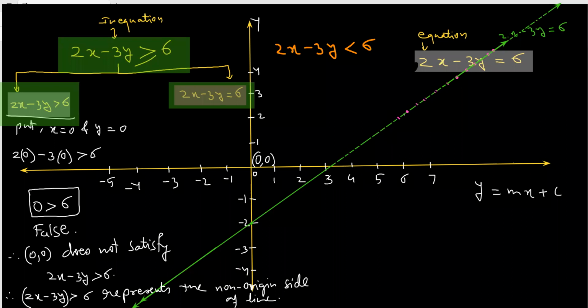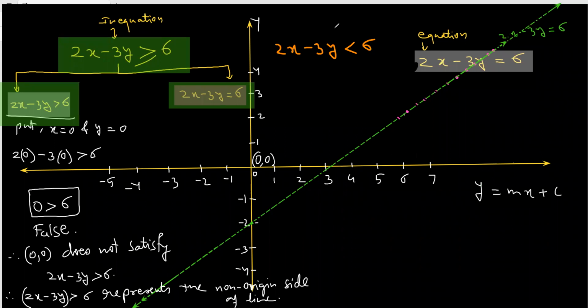Because we don't have to take the points on the line. We just have to take the half region. So for this dotted line, you make dots. You are making the line, but you are making it incomplete. What does it represent? It represents that the line is not to be included. And then you want the half plane.